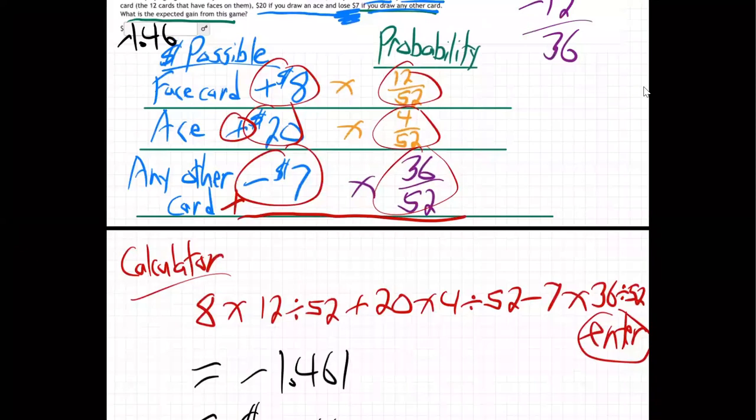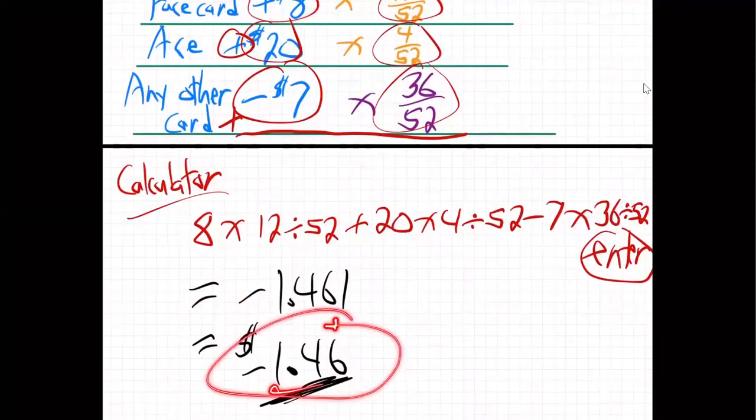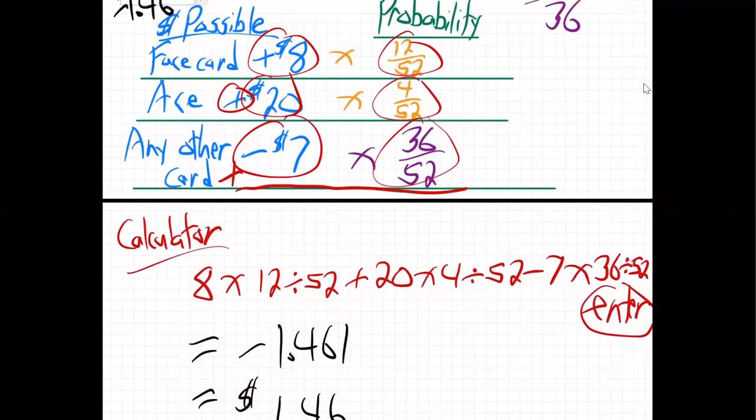If this game was a game at the casino, and they said, here's the deal, draw one card out of the deck. If you get a face card, we'll pay you $8. You get an ace, we'll pay you 20. You get any other card, you lose $7. Well, on average, you're going to lose negative $1.46 every time you play the game. You're not going to lose $1.46 on any one turn. That's the average of what's going to happen if you play it again and again and again.